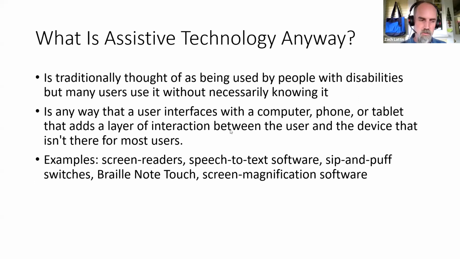So to start with some definitions, I think we should all agree on what assistive technology is, especially because there's more and more of it every year, and it's even hard to talk about what it is sometimes. Very generally speaking, it's thought of as being used by people with disabilities, but many users use it without knowing it. It's any way that a user interfaces with a computer, phone, or tablet that adds a layer of interaction between the user and the device that isn't there for most users.